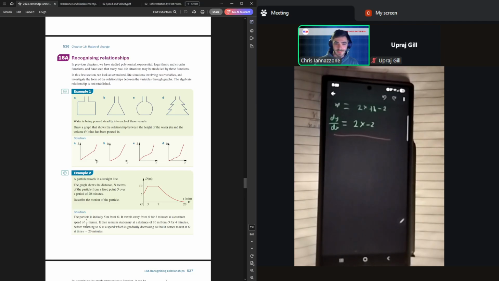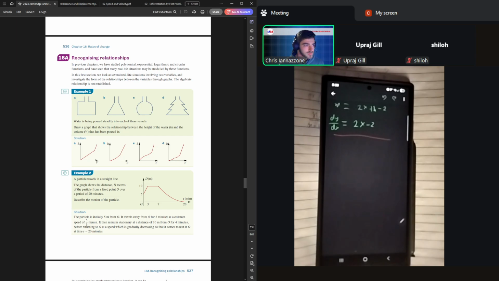All right, let's make a start. So this one's going to cover rates of change. We've done that in a previous class before, but this is this class's version of doing rates of change. So basically we're going to be covering from 16a up through to 16d.